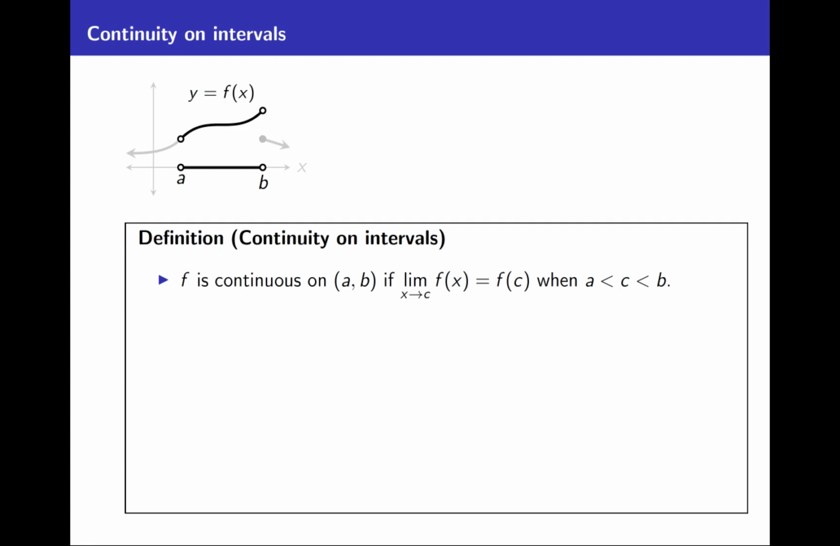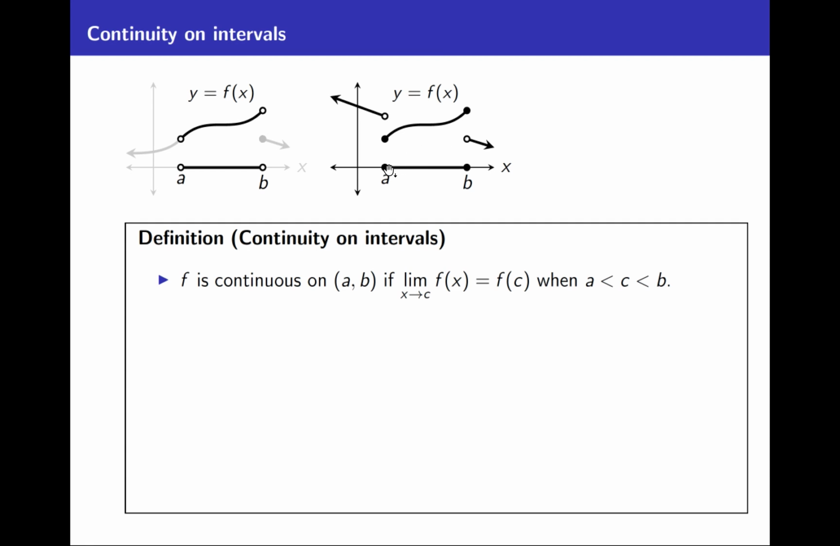Now, of course, not all intervals are open. You might have some closed intervals. So here's an example of a closed interval from a to b. And I've drawn here a function f of x that's discontinuous at a and it's discontinuous at b. So that looks like it's a problematic function.